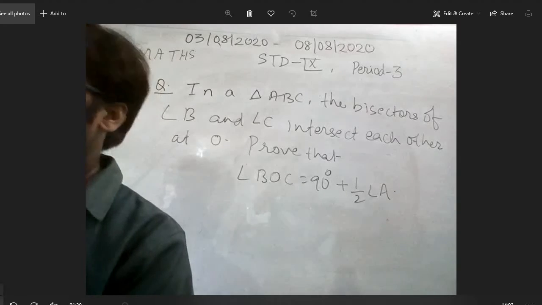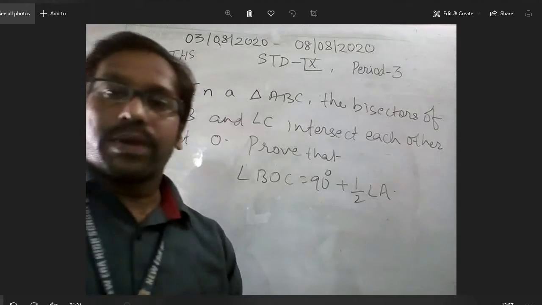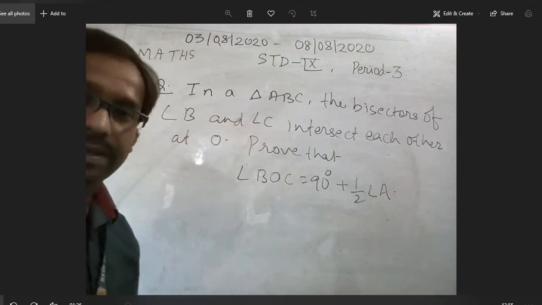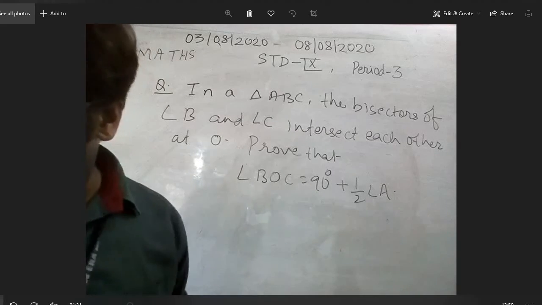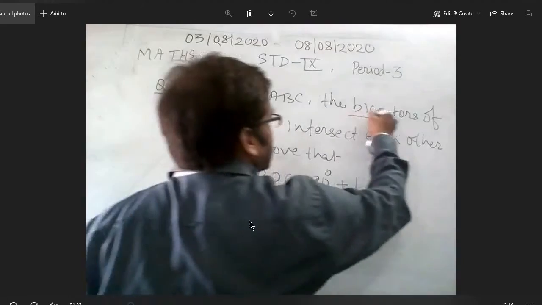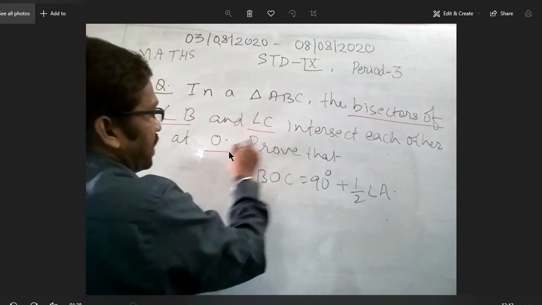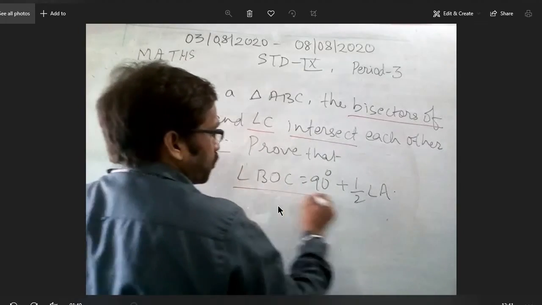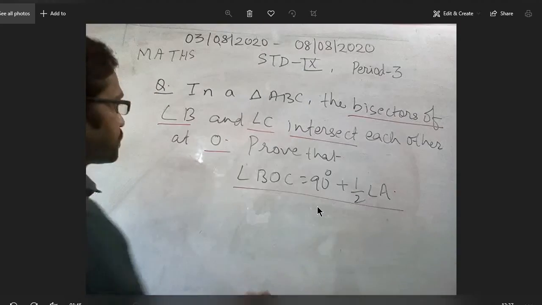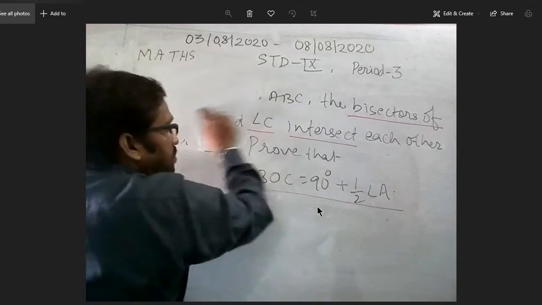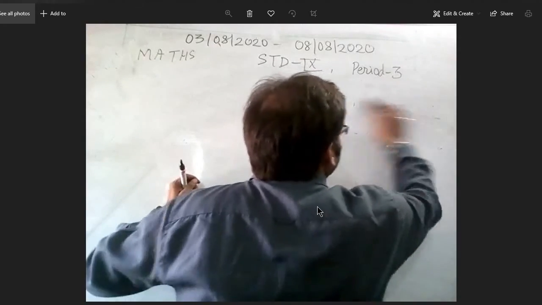Geometry means figure. So here we are going to draw the figure. First I will explain what it is saying here. The bisectors of angle B and angle C, I am drawing here, intersect each other at O. Then prove that angle BOC is equal to 90 degrees plus half of angle A. Only this will be given, and we have to draw the figure as well as solve it.